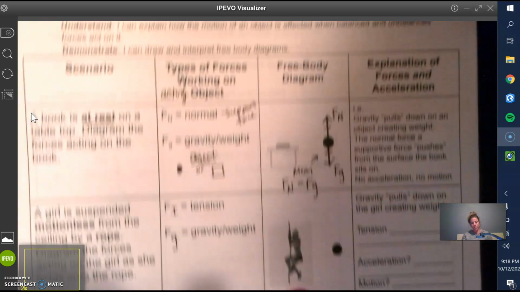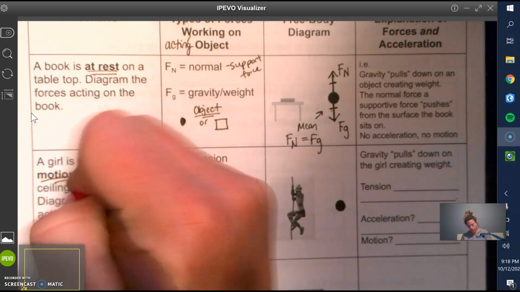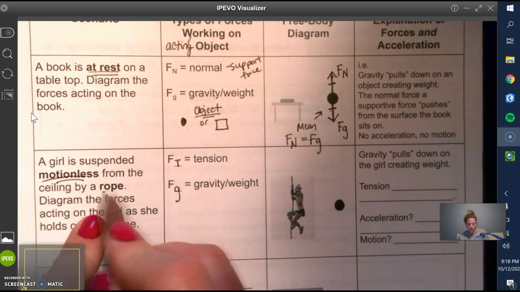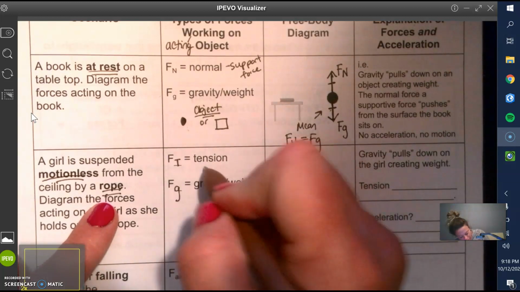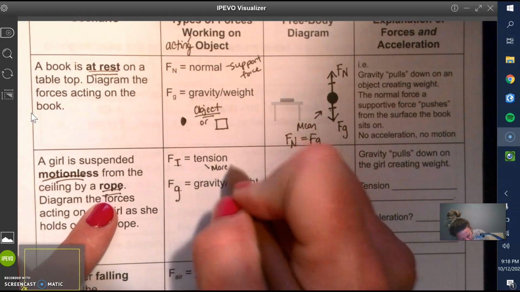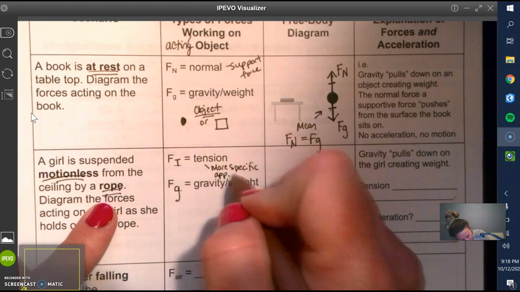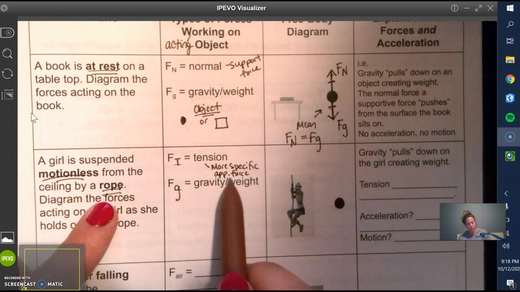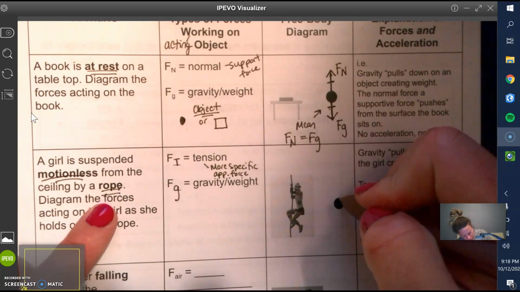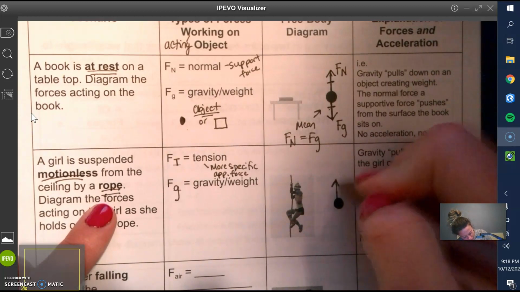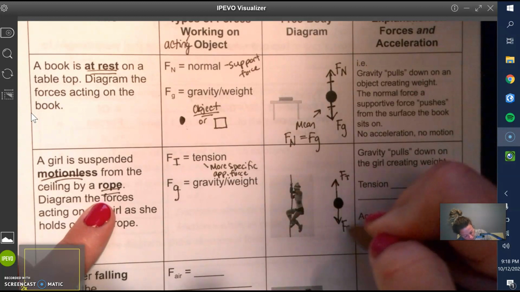So here we have the girl, it says she's motionless. I want to bring that to our attention. And we know that she's hanging by a rope. So that's why it's tension, right? Because this is a more specific applied force. So instead of saying applied force, remember we use tension. So if the tension is coming from this upward direction, we've got Ft up, and then down, we have Fg, which is her weight.